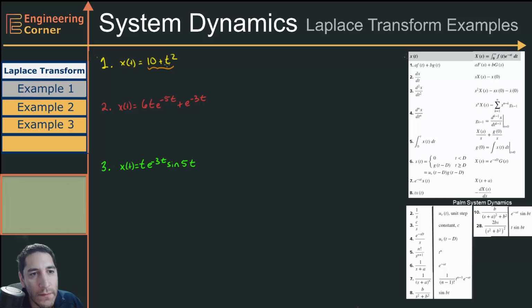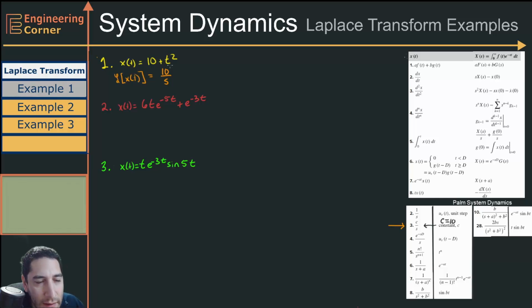Now we have two different terms here with a plus sign. So what that means is we're going to have to deal with each of these terms individually. Now if we look at 10, 10 is just a constant. So if we go down to our table right here, we see entry number 3 is dealing with a constant c. If we say that c is equal to 10, then when we look at our Laplace transform over here, we see that it's going to be 10 over s. So that's what we have. So the Laplace transform of our function is going to be equal to 10 over s from entry 3.